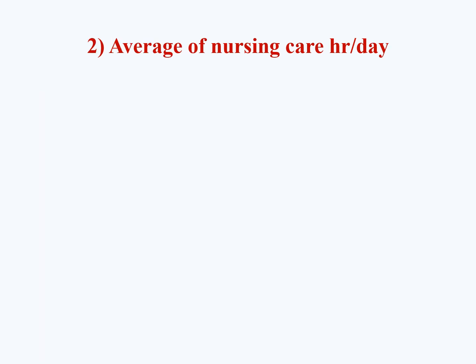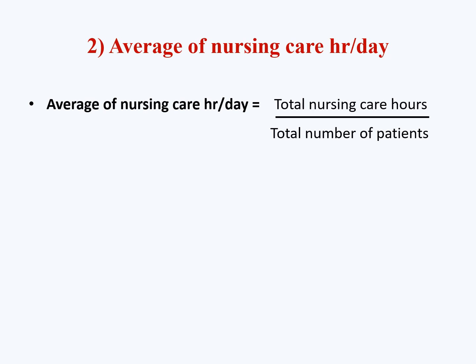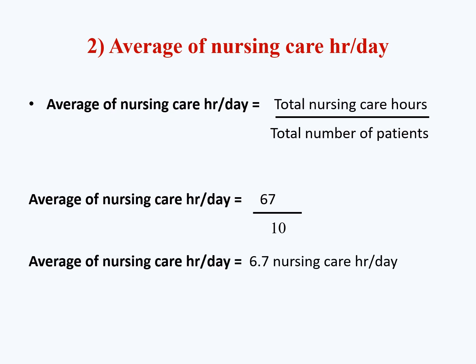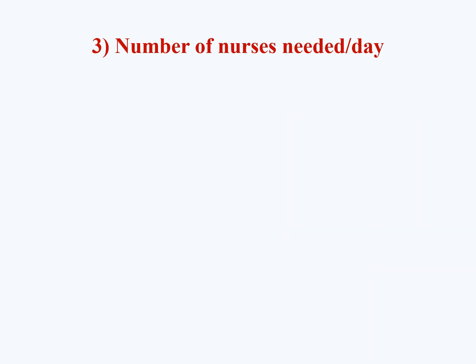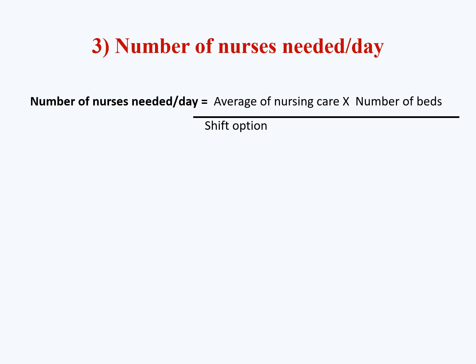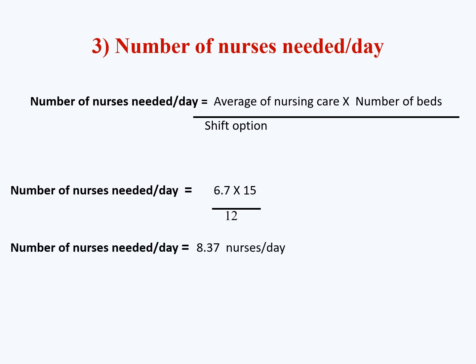The second equation: average of nursing care hours per day equals total nursing care hours divided by total number of patients. It would equal 67 divided by 10 equals 6.7 nursing care hours per day. Equation number 3: number of nurses needed per day equals average of nursing care by number of beds divided by shift option, equals 6.7 by 15 divided by 12 equals 8.37 nurses per day.